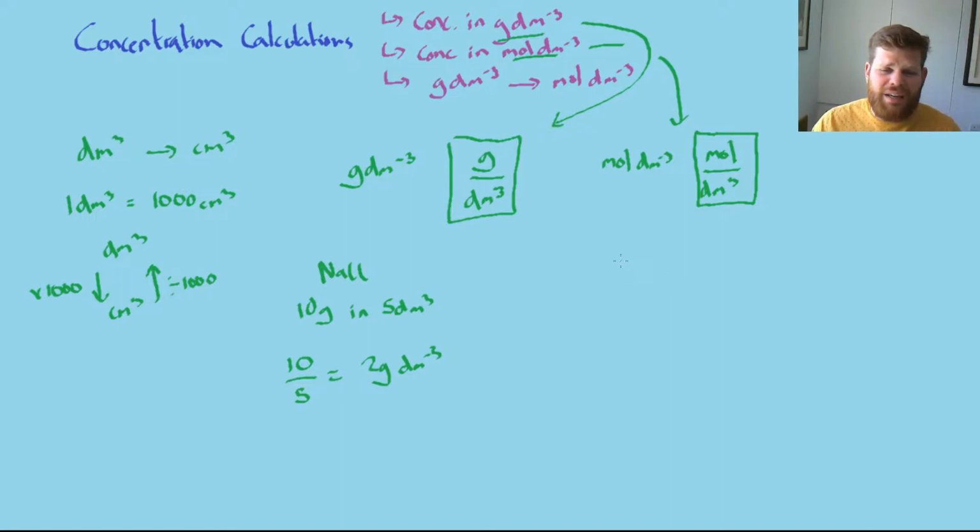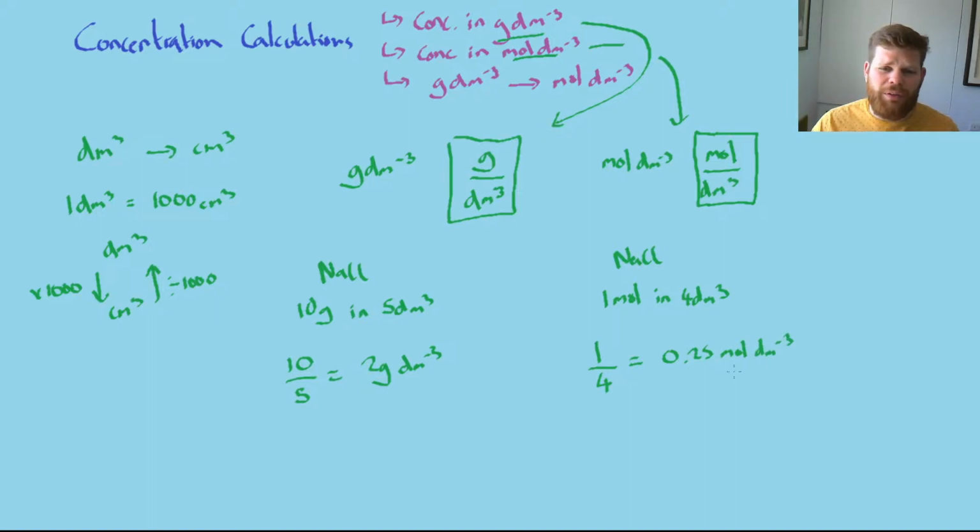Again, let's take an example with my sodium chloride, NaCl. This time let's make it slightly different. I've got 1 mole in 4 decimeters cubed. My calculation is now going to be 1 divided by 4, which equals 0.25 moles per decimeter cubed.